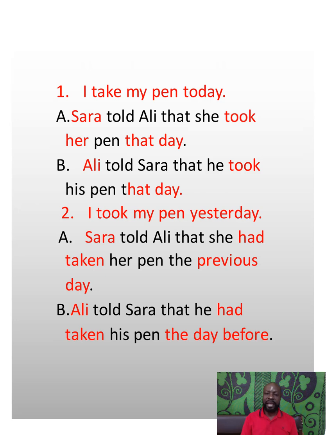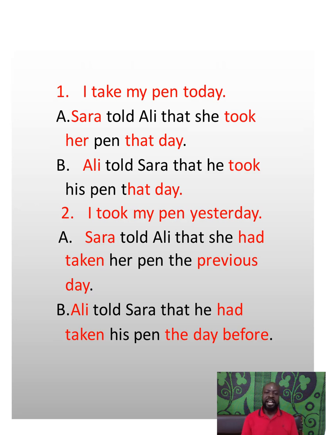I take my pen today. That is called direct speech. You are speaking directly to someone. Reported, another person, a third person is reporting. Sarah is talking to Ali directly: I take my pen. A third person is reporting what Sarah told Ali. That is what we call direct speech or reported speech. You are reporting.